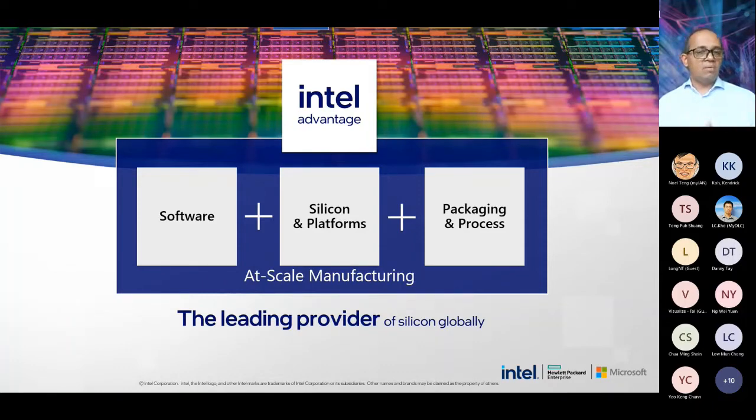We create obviously the silicon and various platforms, and then we have at the processor level a packaging technology and a process technology to give you the best level of transistor performance that you can get. And all of this has been at scale manufacturing, right? So it's the benefits of the engineering we put on the software side running on an Intel silicon that is all packaged together on a platform, for example, like HPE.